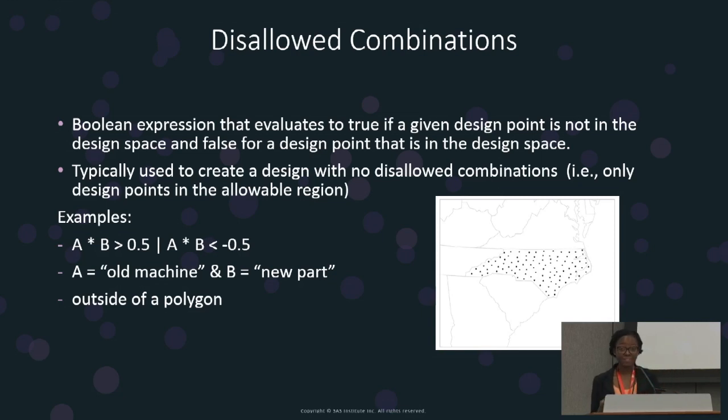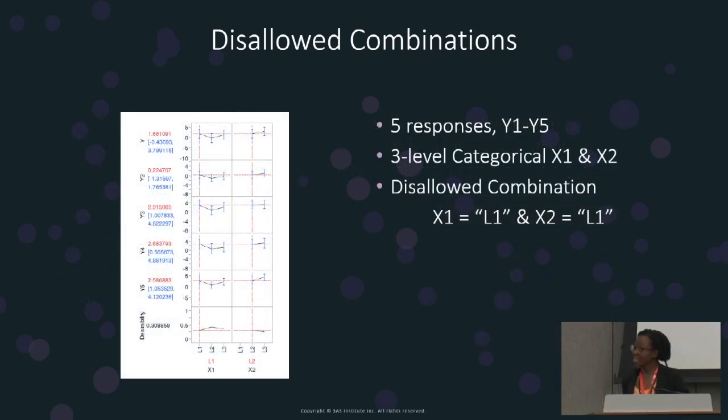Disallowed combinations can be relatively simple, such as combinations of levels of two factors, as we can see there in the first example, or they can be relatively complex, such as several disallowed combinations that result in a very complex non-convex design space like a map, as shown. Now here's an example of a disallowed combination. In this example, we have 5 responses, 2 3-level categorical factors, and the disallowed combination is that X1 and X2 cannot be at level 1 at the same time.